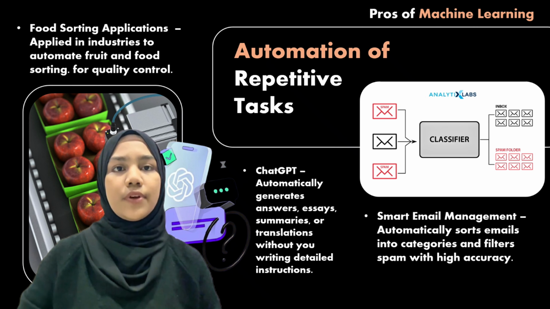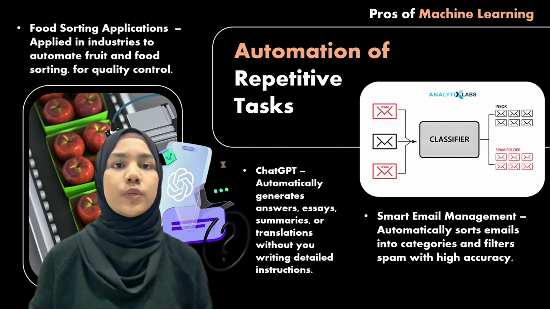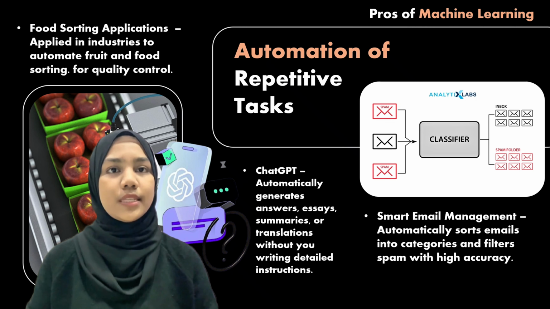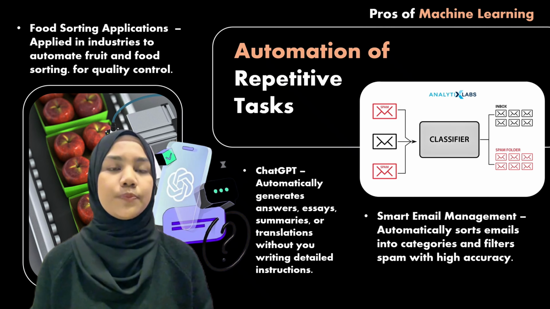Not only that, in factories, machine learning systems can sort fruits and food items to ensure only good quality ones reach customers. And of course, there is ChatGPT, which can generate essays, translations, and summaries in seconds, which is saving us hours of work.